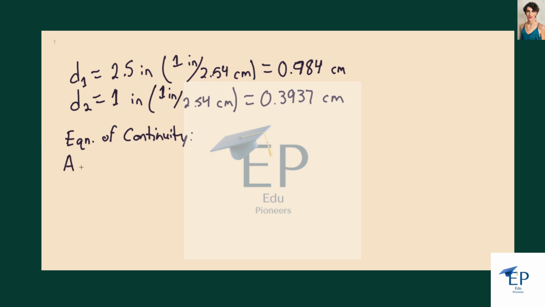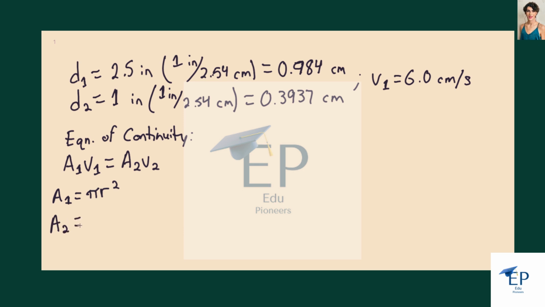So here it's going to be the cross-sectional area of the first section times the velocity in that section equals the cross-sectional area of the second section times the velocity in that section. We know that the velocity in the first section is going to be 6.0 centimeters per second. So essentially we're trying to find the cross-sectional area. Here, the cross-sectional area of a pipe is simply going to be the area of a circle, pi r squared, and A sub 2 would also be pi r squared.